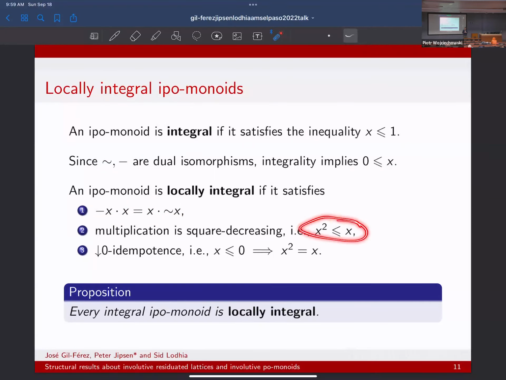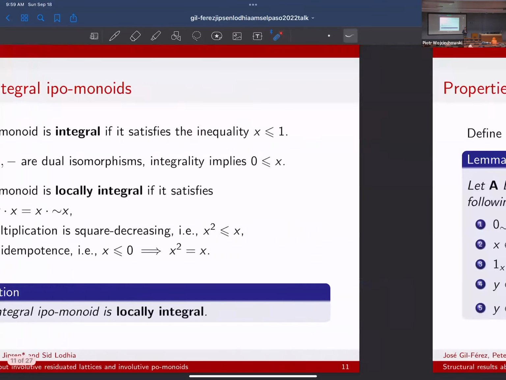We assume square decreasingness, and then we assume a quasi-equation here because we can't express it as an equation, but it's also clearer what it's saying. It's saying that all the elements below 0 have to be idempotent. So there's some idempotence restrictions, but it's not on the whole lattice, on the whole algebra, it's only on a small part of the algebra. And every integral IPO monoid is locally integral. We saw an argument, well, I didn't explain the details, but it's very easy to see that that works.